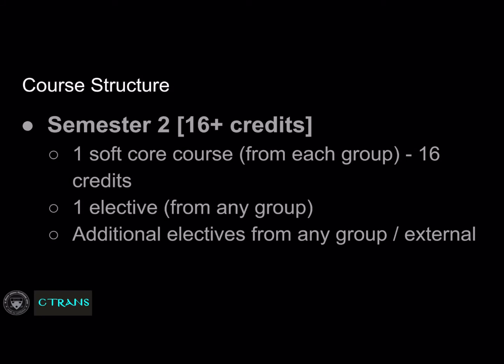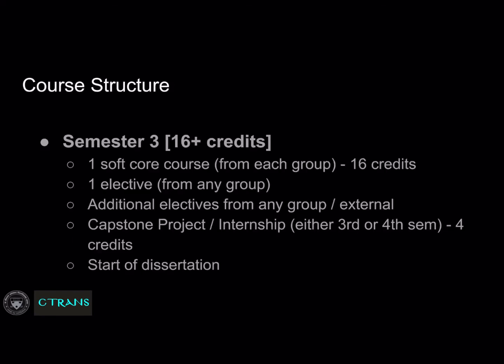So second semester, 16 credits minimum. 16 credits is minimum in the sense that if you have to do courses from all the 4 groups, then you will have to do one soft core course from each of them. So that's 16 credits, and then you have to do electives from one of these groups or any other department. So it's kind of open in that sense. Semester 3 is very similar to semester 2.